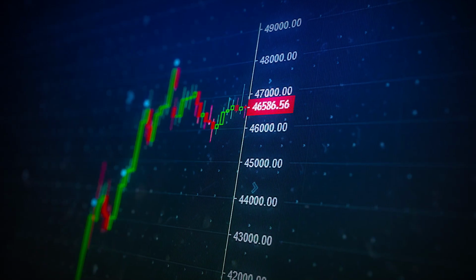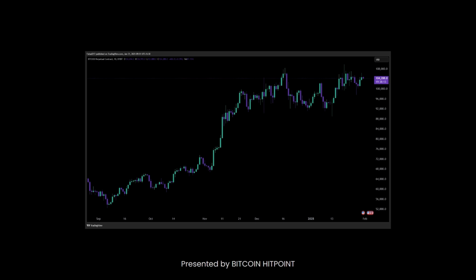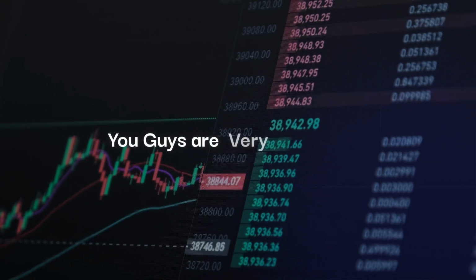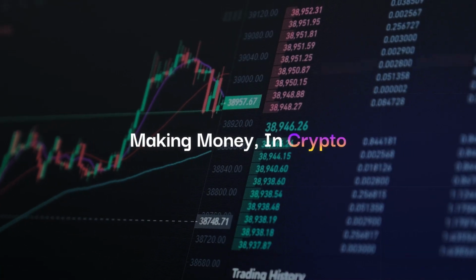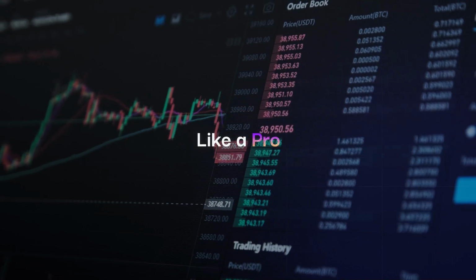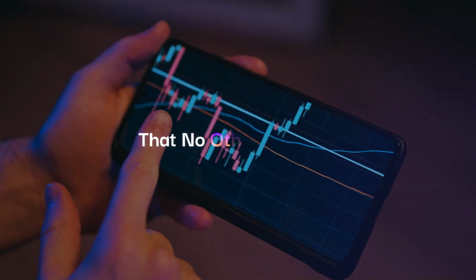Crypto actually moves very fast, especially crypto, and I'm very sure you guys already know about that. The price changes every second. I'm very sure you guys are very serious about making money in crypto, and you need to understand how to read charts like a pro, because a chart speaks a story that no other tools can show you.